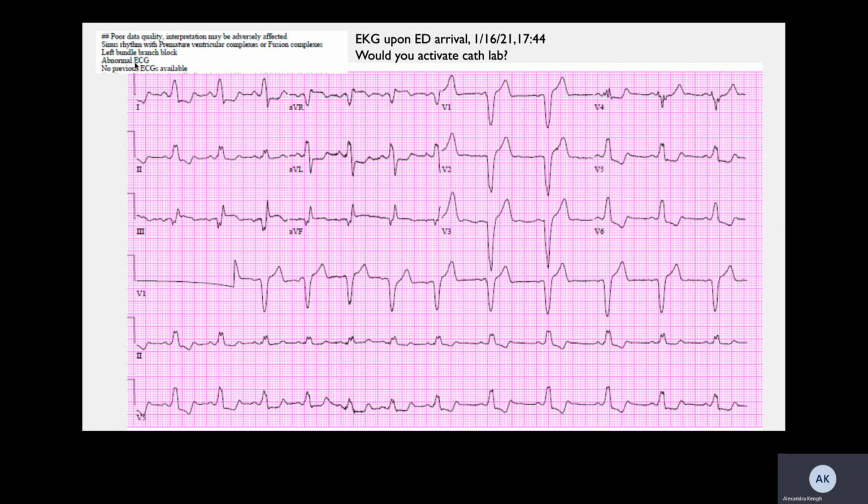So there's no previous EKG for comparison. When the patient arrived, he hadn't been to our medical center before, and he had no previous cardiac history. So we'll get back to the EKG, but I'm just going to go to the next slide and review some of the basics of left bundle branch blocks and how to identify ischemia in the presence of a left bundle or a ventricularly paced rhythm.